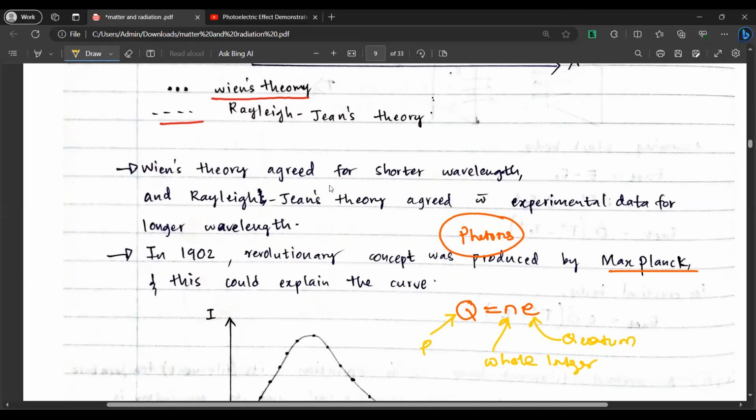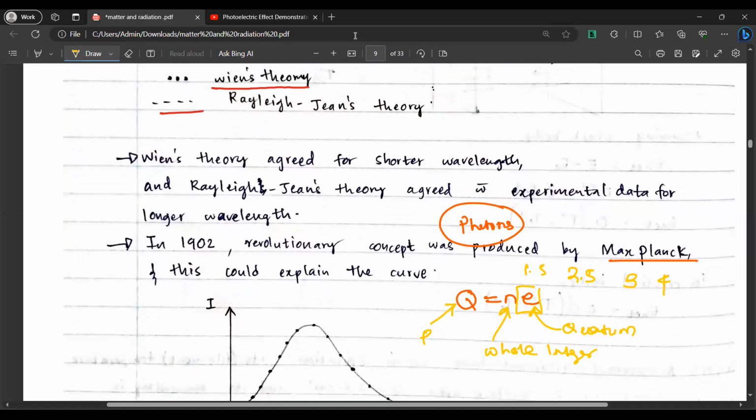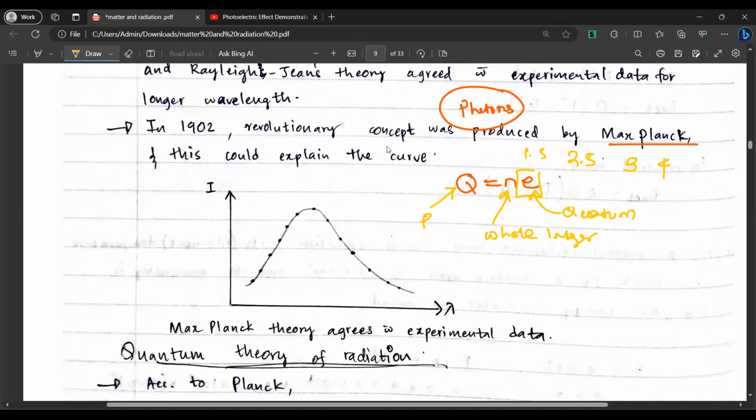So always this energy will be an integer times this quantum. It cannot be 1.5, it cannot be 2.5, it can be 3 times or it can be 4 times. So using this idea, they explained this graph, and it perfectly suits with the experimental data. So that is all you have to know about this part, and I ask you all to copy the note up to this.